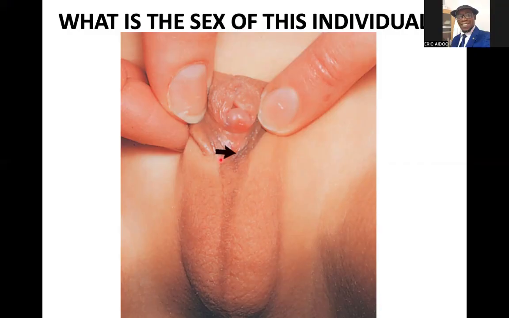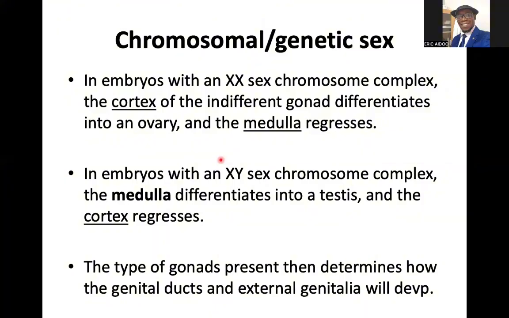So let's see how a proper sex can be determined. You can't just look at an individual outwardly and say this is a male or a female. You may be wrong. Just by the looks, yes, you may be able to tell that the face looks like a lady or a male. But deep within, you may not be able to tell beyond the physical.